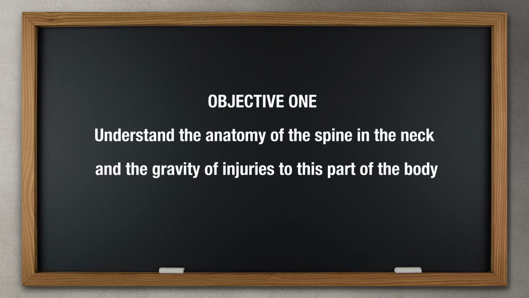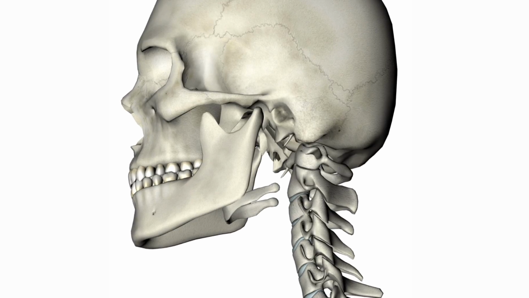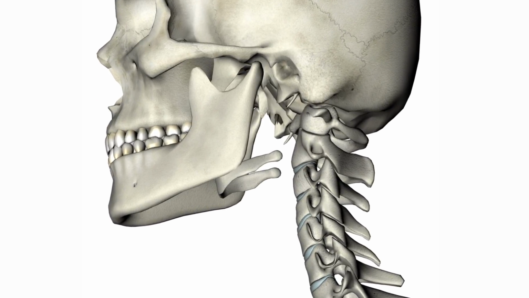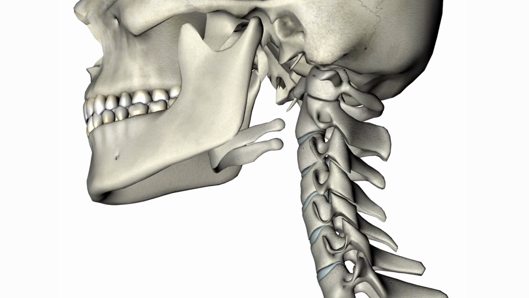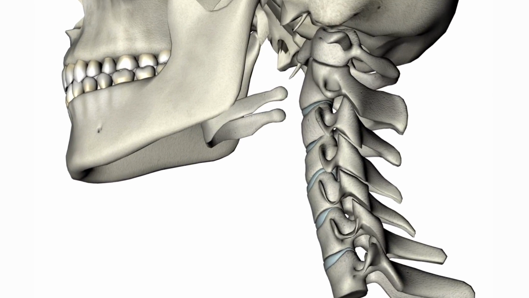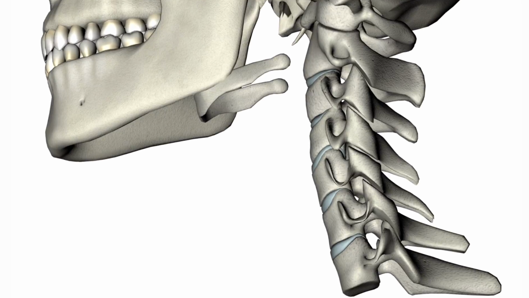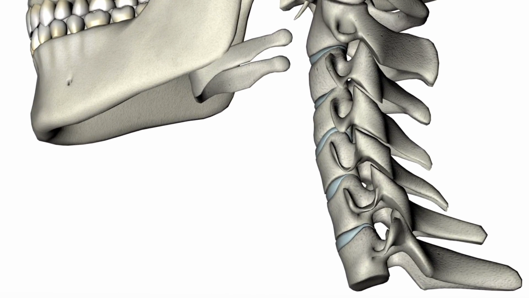Objective 1. Understand the anatomy of the spine in the neck and the gravity of injuries to this part of the body. The spine within the neck, or cervical spine, is made up of 7 small vertebrae that are at highest risk of injury due to their small size and range of motion compared to the rest of the spine. The spinal cord lies within a canal inside these vertebrae. Injuries happen to the spine when forces compress these bones together.